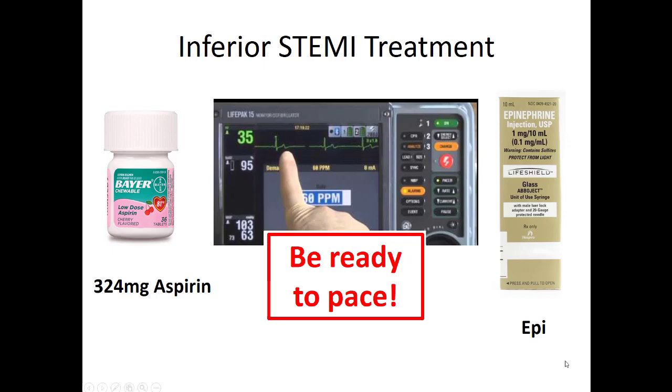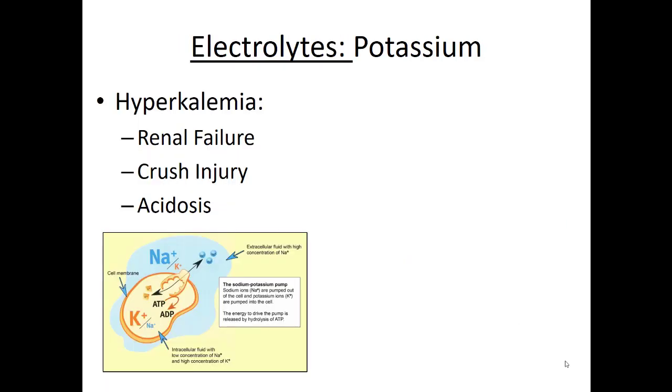As we're further thinking about things that cause bradycardia, electrolytes is another very important thing to consider. The most common electrolyte abnormality here is going to be hyperkalemia. You need to think about this problem in your patients with renal failure or who have had recent crush injuries or are profoundly acidotic.